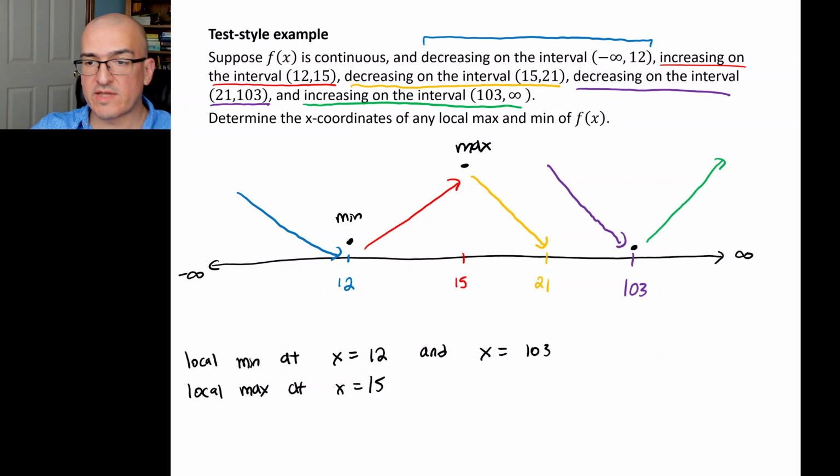Okay, so for a question like this, there's actually not much to do. You take the information in the paragraph, make a picture, an arrow diagram on it, and then interpret the arrow diagram. Where a function switches from decreasing to increasing, that's a minimum. Where it switches from increasing to decreasing, that's a maximum. And notice that at 21, it's switching from decreasing to decreasing. So not a max or a min.